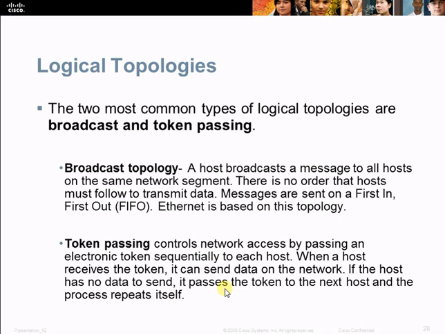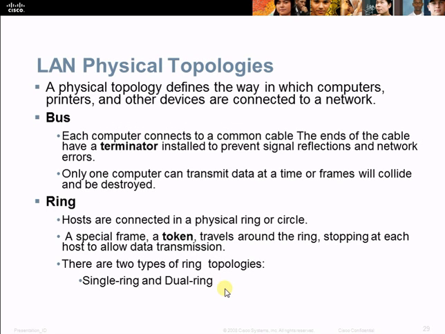So then we have some physical topologies. We have the bus and the ring. The bus devices are connected by a common cable. On the end there's a terminator, and the information transmits data one frame at a time, and usually only one computer can transmit at a time. And then we have rings, with a special frame. The token travels around the ring, stopping at each host to transfer data. There are two main types, single ring and dual ring.